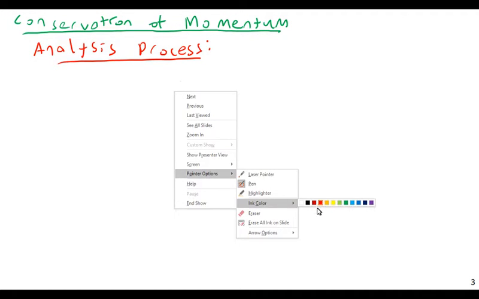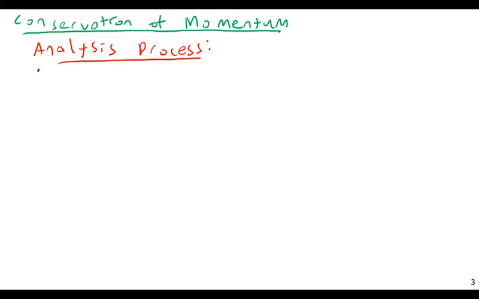All right, so the first step is going to be to set up a control volume. Second, establish conservation equations.